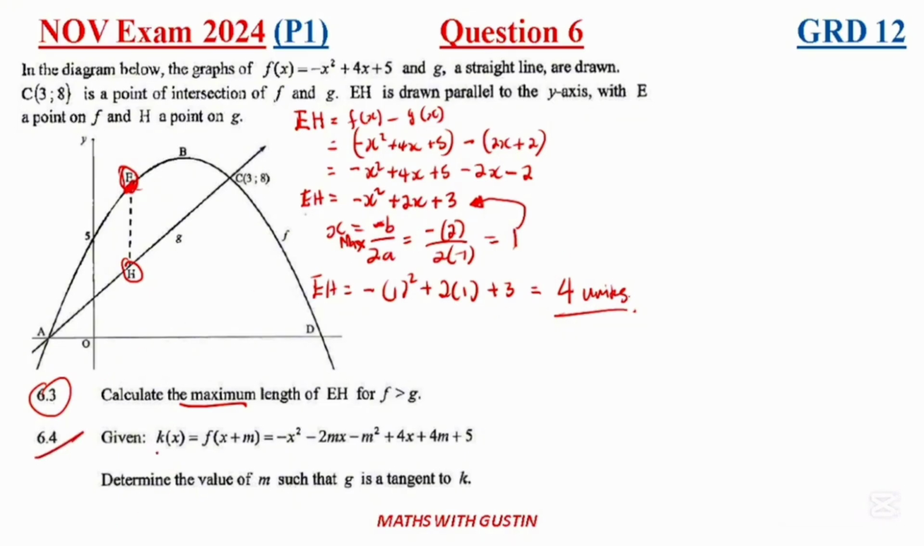6.4 said if you are given that k of x is equal to f of x plus m, which is equal to minus x squared minus 2mx minus m squared plus 4x plus 4m plus 5, determine the value of m such that g is a tangent. So now basically they're asking us for a situation where delta, the discriminant b squared minus 4ac, is equal to 0.